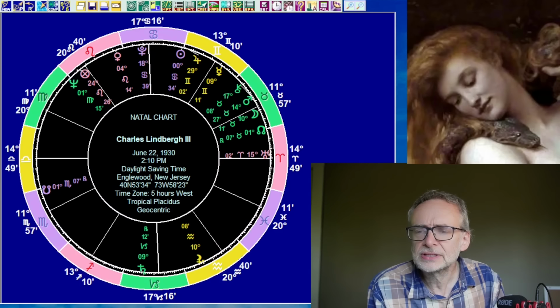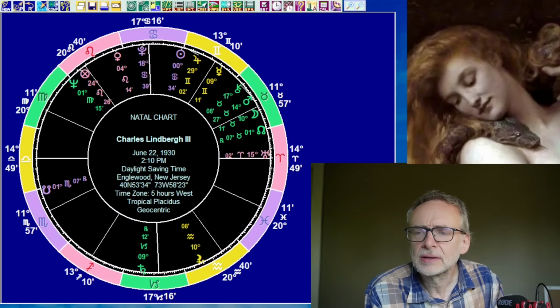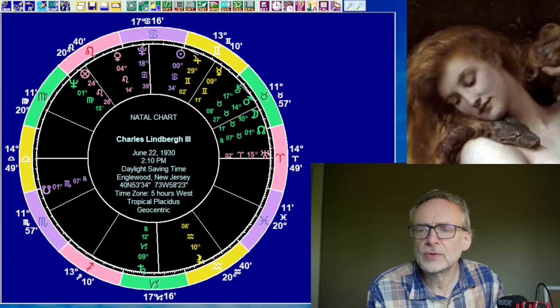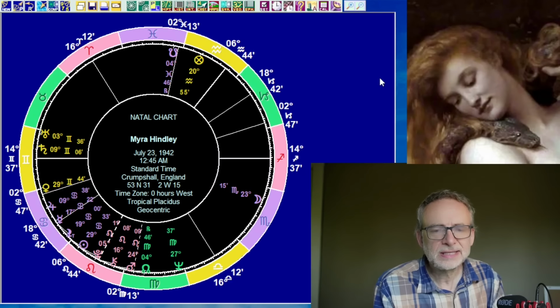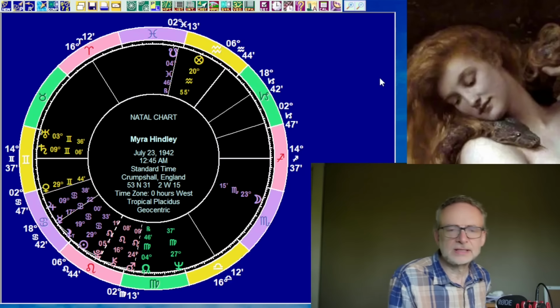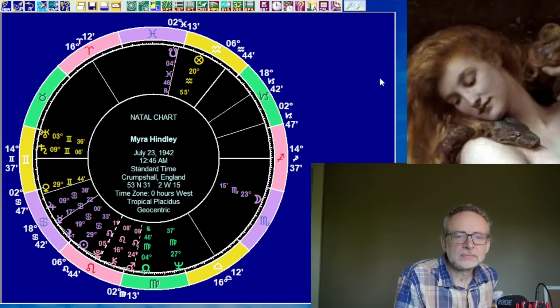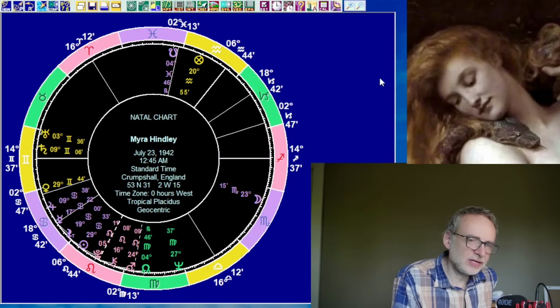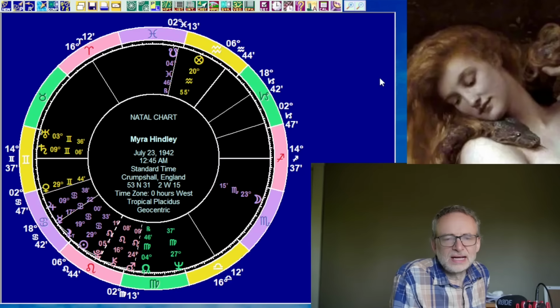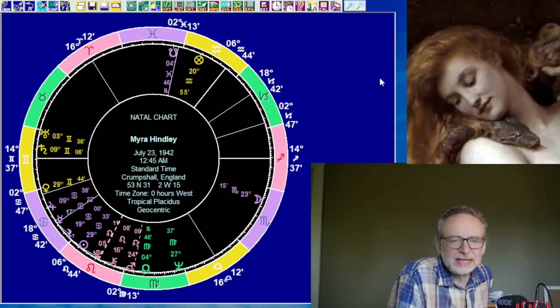So here is, let's find... so Myra Hindley, fortunately, we do have a horoscope for Myra Hindley. We have a time of birth for her. So this is Myra Hindley's chart. She was born on July the 23rd, 1942. And on the face of it, her Lilith is not particularly exciting.